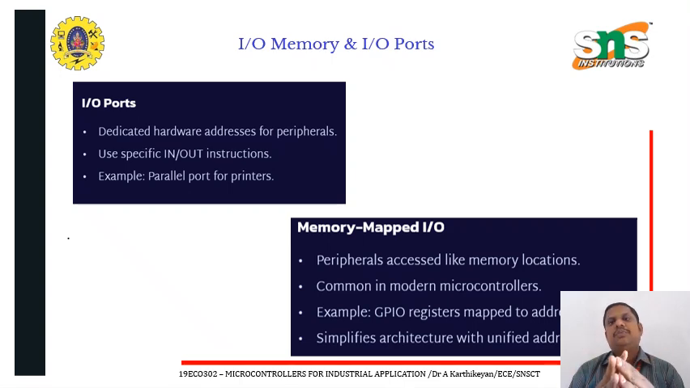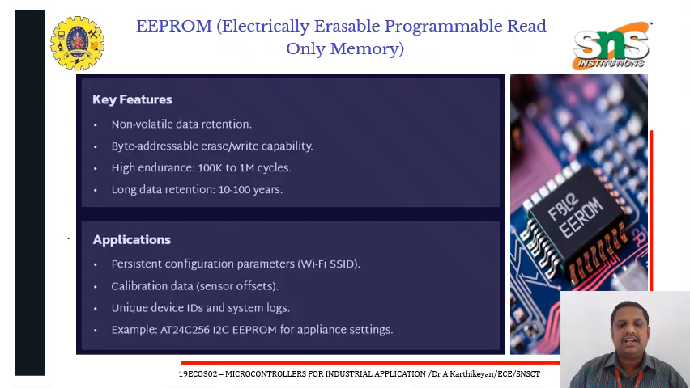Memory-mapped IO is mainly used to access things like the memory unit, and it identifies the memory location. It is the common mode in microcontrollers. Another example is the GPU, a graphics interface unit. We can map it in the address space and simplify the architecture with a uniform address space. That is the main advantage of memory-mapped IO.